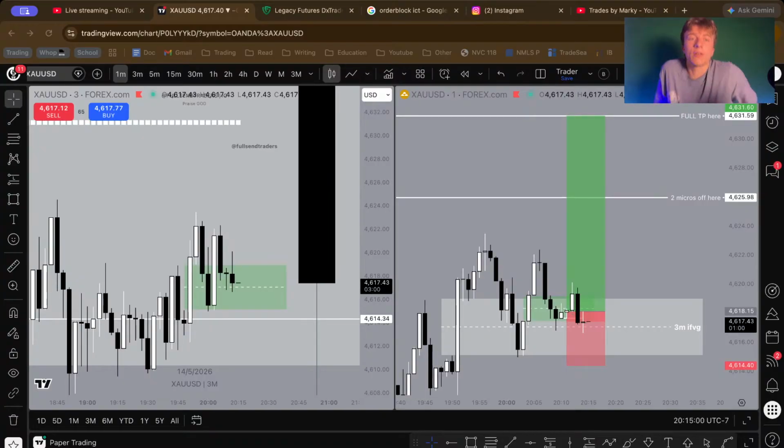Locked in, entered it on my live account as well. I still want to see this go up. Like in the long term, I still want to see this go up. Over the span of this entire daily range, I'm expecting that today's daily candle is going to be bullish. It's the last daily candle of the week.